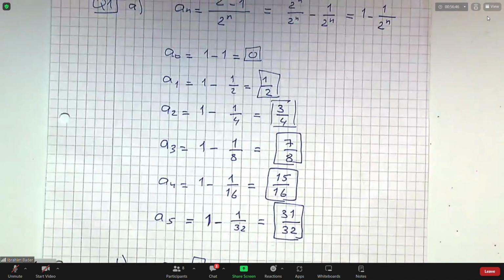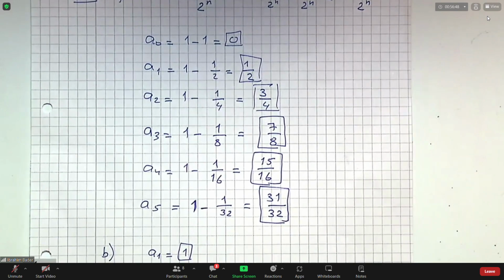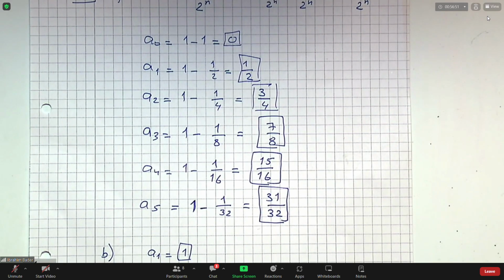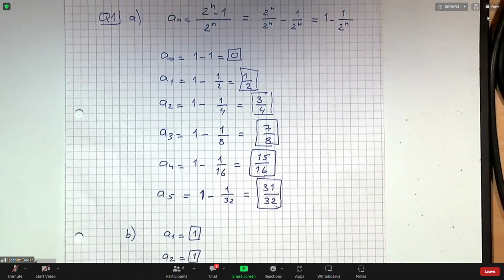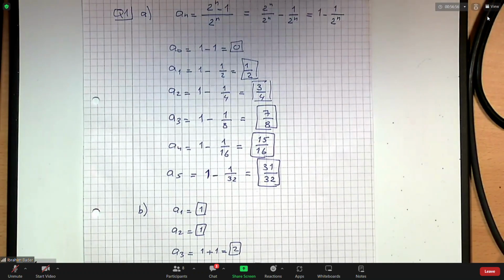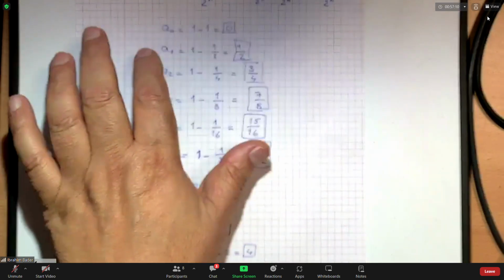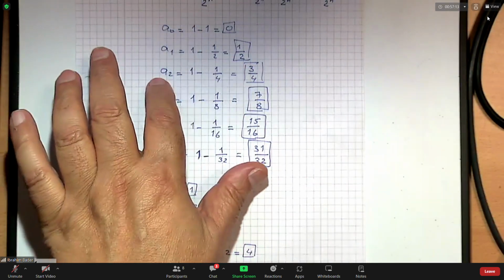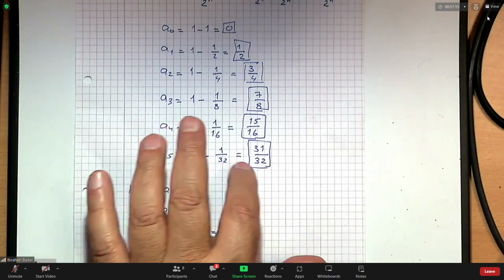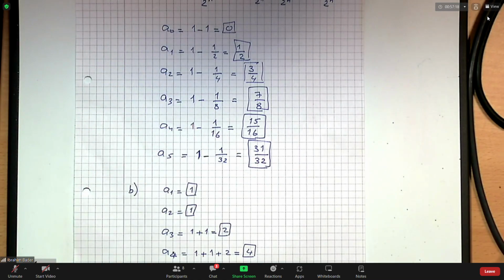So if you want to compare the answers, here is the answer for question 1A and B. Zoom it out a little bit. Okay, so basically you start with 0 if possible. In some cases, if the sequence starts at 1, it's not possible. So just plug in 0 for n, 1 for n, 2 for n, 3, 4 and 5, and you get these values.